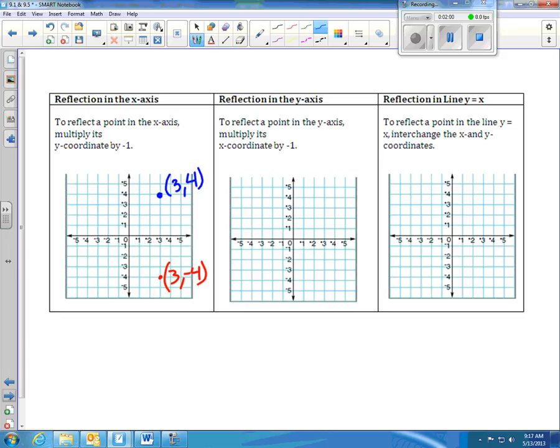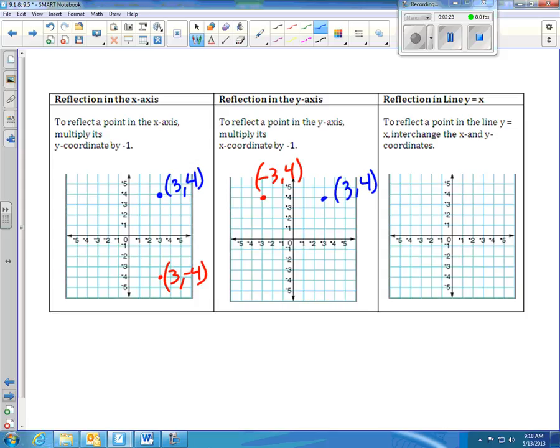All right, to reflect over the y-axis, we are going to multiply its x-coordinate by -1. So if we still stick with that 3, 4, our reflected image is going to be -3, 4.